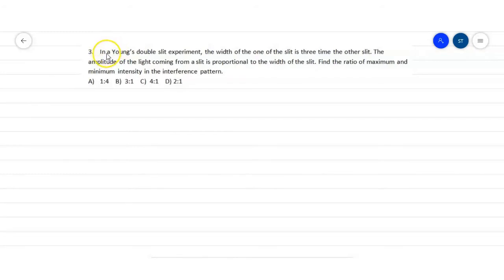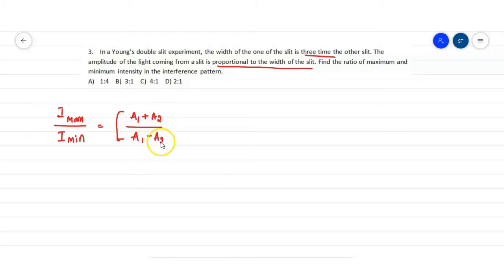Hello everyone. The question given is: in Young's double slit experiment, width of one of the slits is 3 times the other slit. The amplitude of the light coming from a slit is proportional to the width of the slit. Find the ratio of maximum and minimum intensity in the interference pattern. We already know the formula for the ratio of maximum intensity and minimum intensity, that is, I max by I min will be equal to, you can either write it in terms of intensities or in terms of amplitude. I am going for amplitude here, which will be (A1 plus A2) upon (A1 minus A2) whole square.